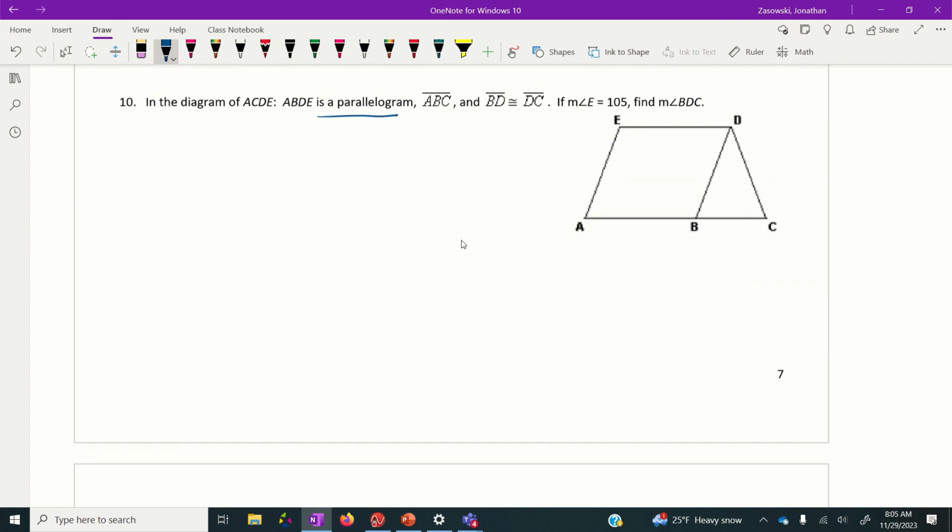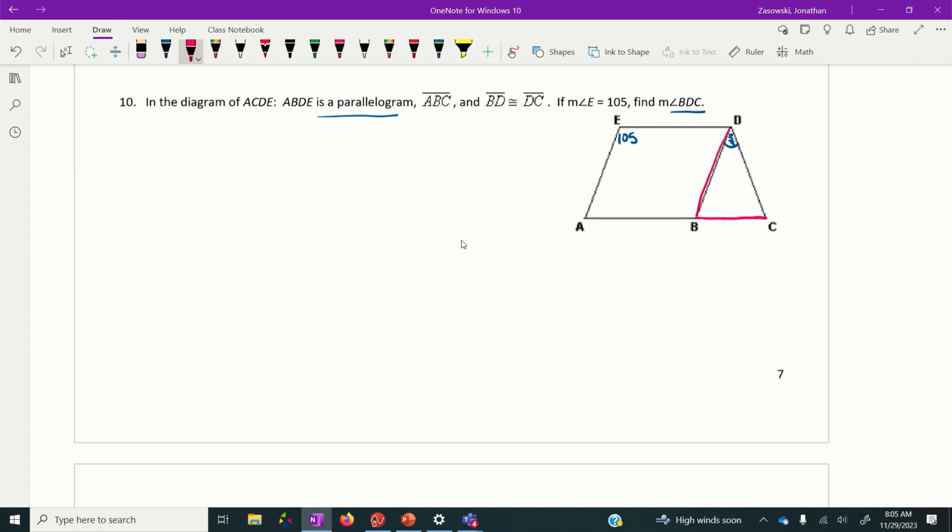Keep in mind we have a parallelogram ABCD to the left, and on the right we have a triangle. We're looking for the measure of angle BDC, which is over here, and we know angle E is 105. So use your properties to help you out here, but one big thing is on the right side of the shape, there's not only a parallelogram, there's also a triangle hanging out over here.